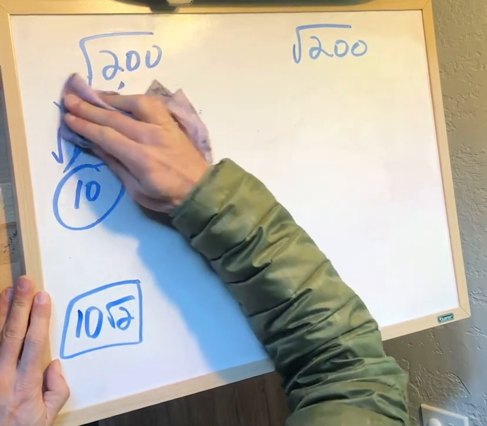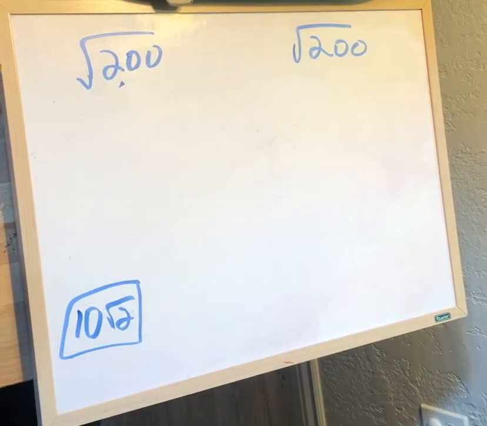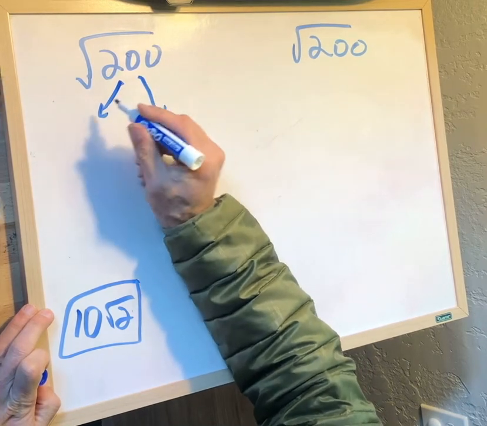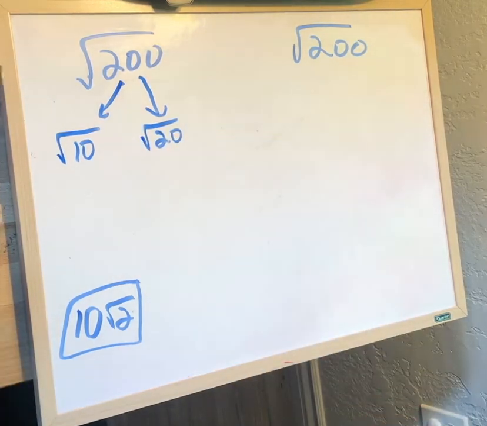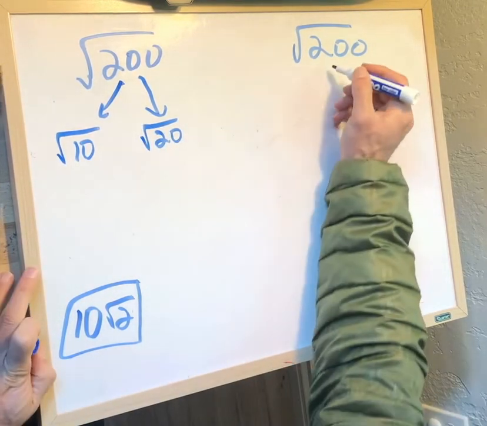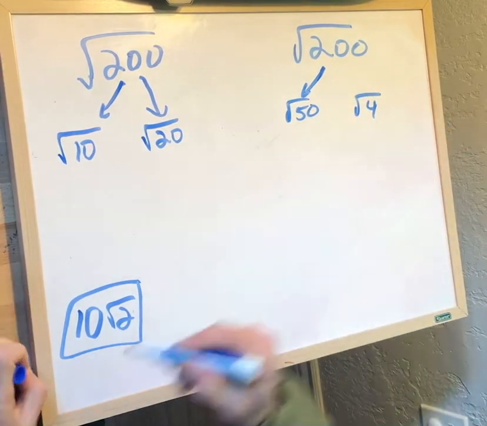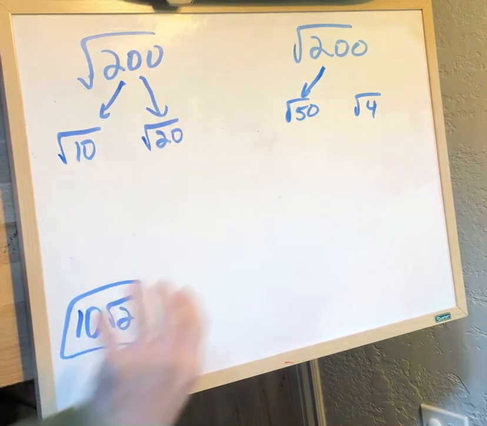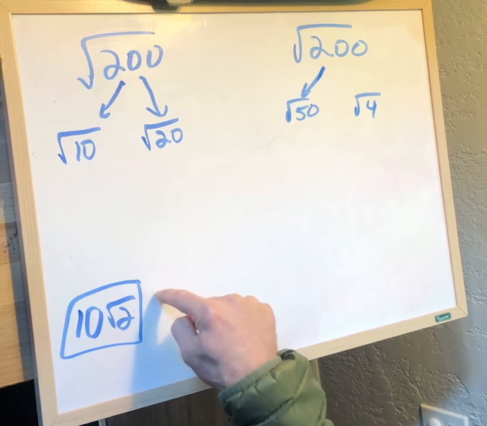Okay. Now I'm going to do a couple. Let's say you did square root of 100 times square root of 2. Let's say you did square root of 10 times the square root of 20. Or let's say you did square root of 50 times the square root of 4. It doesn't matter how you do it, but you're going to see doing it with numbers that don't pull out nice, perfect square roots right off the bat is a lot more work, but it's still going to get you the same answer as 10 root 2.